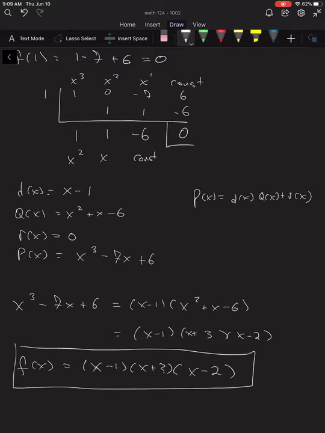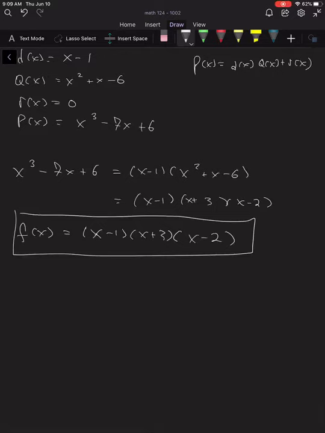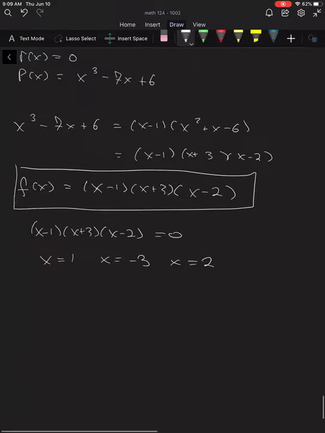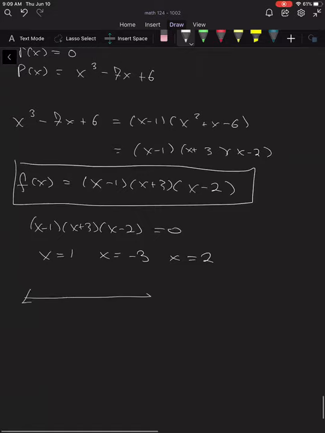But now we want to graph this. Remember, to graph, we need to find all of our zeros. So we have x minus 1, x plus 3, x minus 2 equal to 0. So x is equal to 1, x is equal to -3, x is equal to 2. We put those onto a number line, and then we pick the numbers in between each of these sections. This is the same technique from the last section. The number to the left of -3 is -5. In between -3 and 1, we could choose 0. In between 1 and 2, 3 halves. And then bigger than 2, 5.